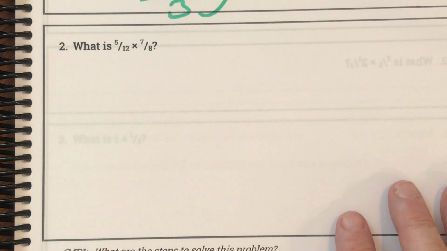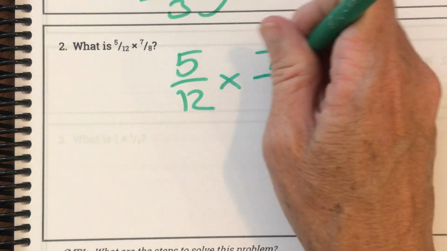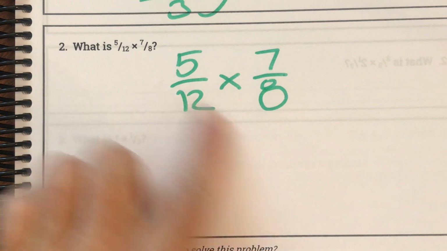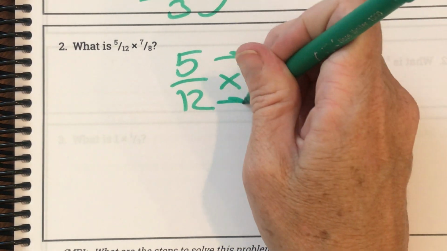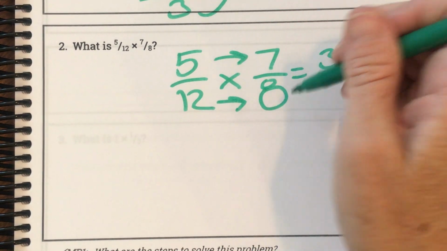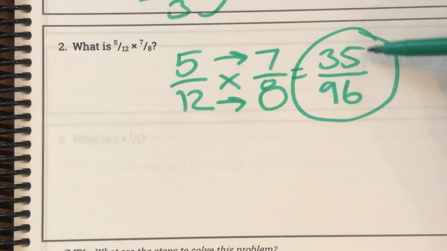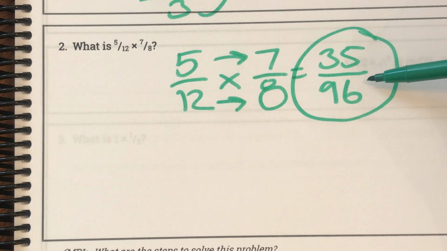Okay, let's look at our second one. We have 5/12 times 7/8. So step 1 says no whole numbers, so make improper fractions, but there's no whole numbers here, which means we can just go to step 2 and multiply straight across. 5 times 7 is 35, and 12 times 8 is 96. Okay, this isn't improper. 35 is smaller than 96, so this is already a proper fraction, so we could just leave it as is.